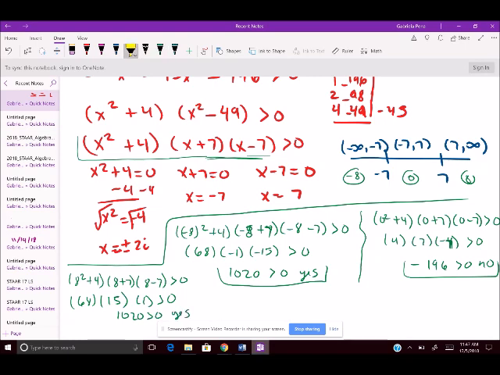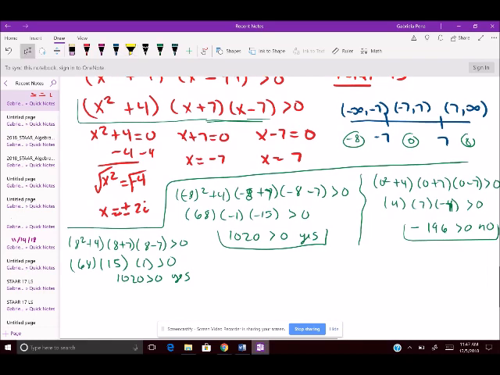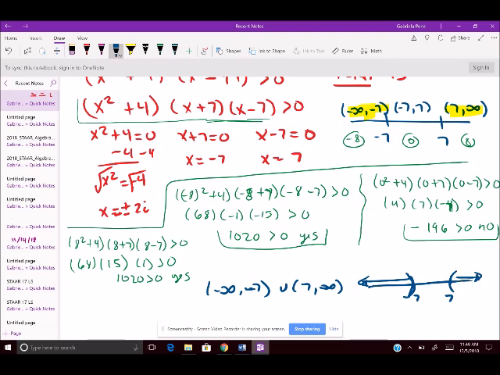So it works in how many of these? 2. The negative 8 and the positive 8. So my answer would be negative infinity to negative 7, union 7 to infinity. Number line, negative 7 parentheses to positive 7 parentheses, and everything that way. So that should have a negative in front of it. All right. Are we okay?